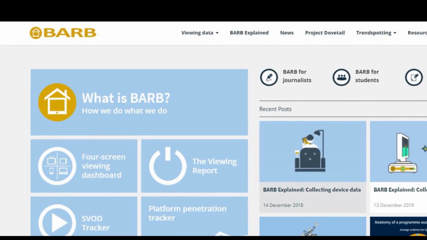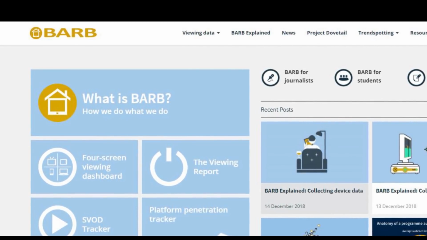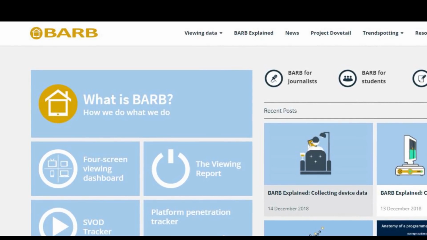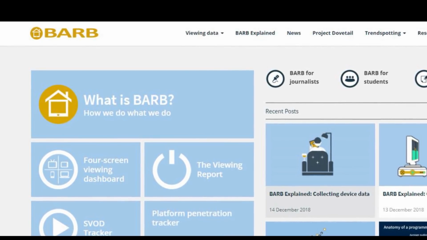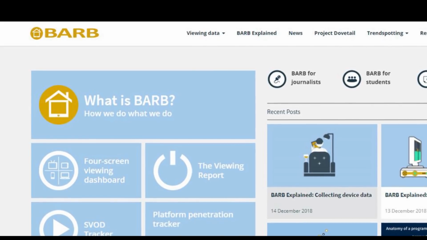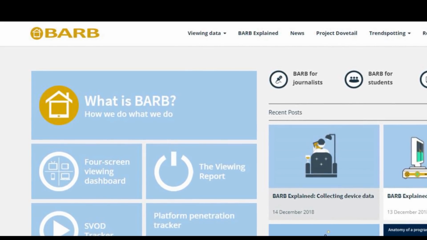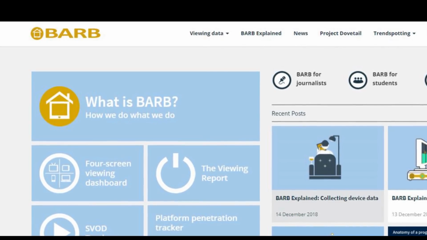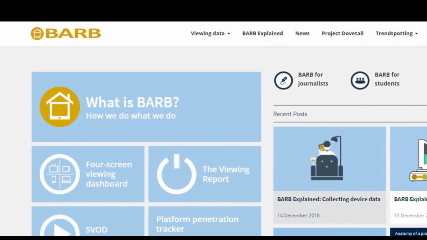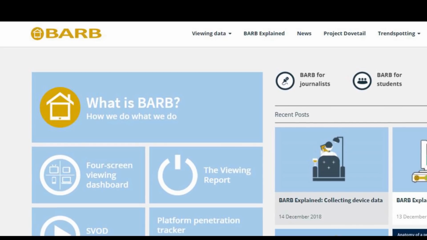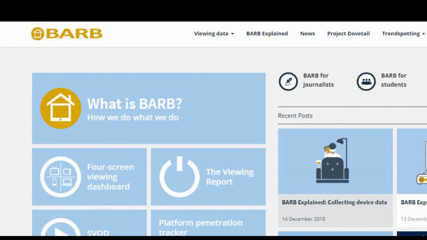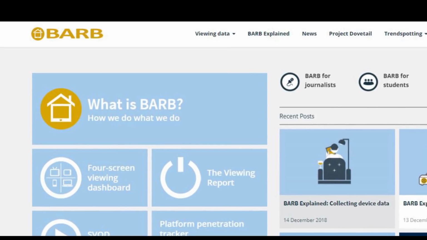BARB currently measures over 250 TV channels available in the UK. There are some non-reported channels, and the information is still captured, but it's just not reported individually. It is included, though, in the overall TV viewing. Now, BARB provides many different viewing statistics, including who is watching, what are they watching, when are they watching, which screen are they watching on, and how did the content get to the screen.